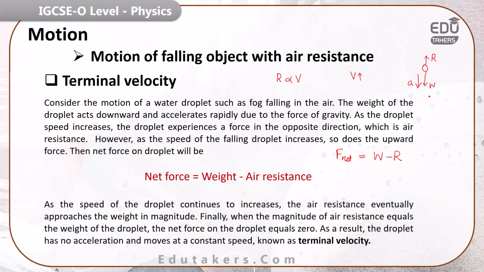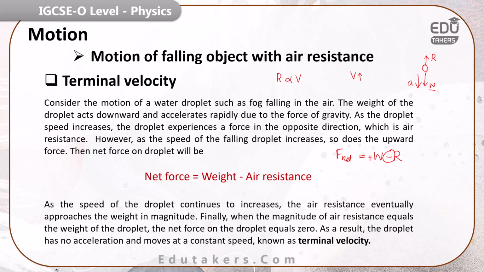Here I write weight with positive sign, but the air resistance with negative sign, because air resistance is in opposite direction to the direction of acceleration of that object. Air resistance is acting in upward direction and this object is accelerating in downward direction. Both of these have the opposite direction, that's why there is a minus sign with the air resistance force. So the net force in this case would be equal to weight minus air resistance.